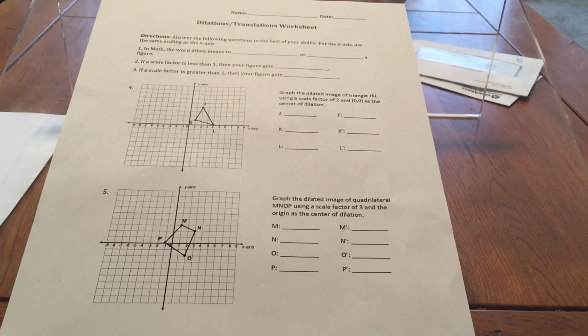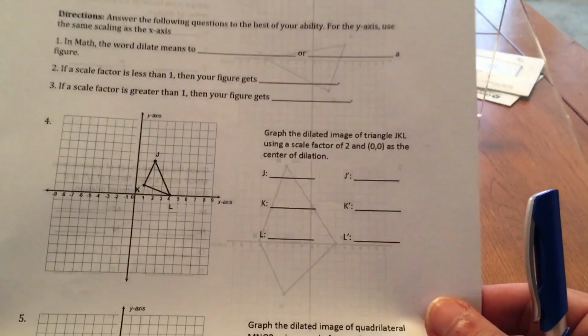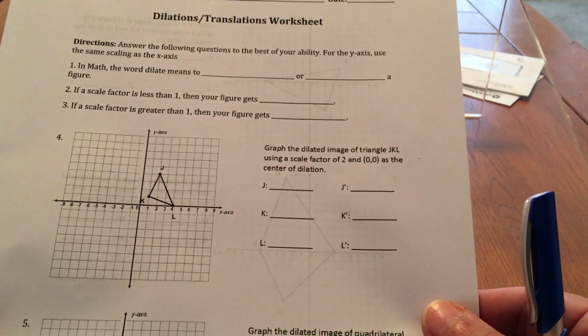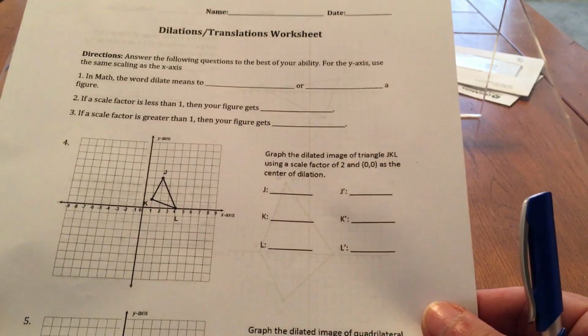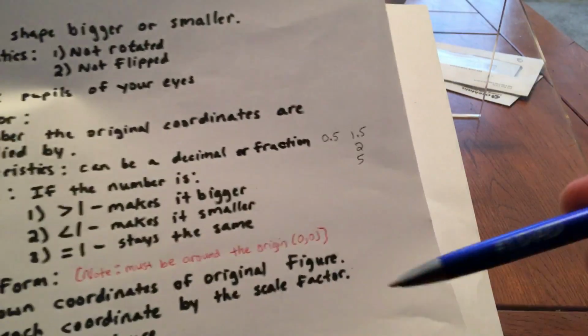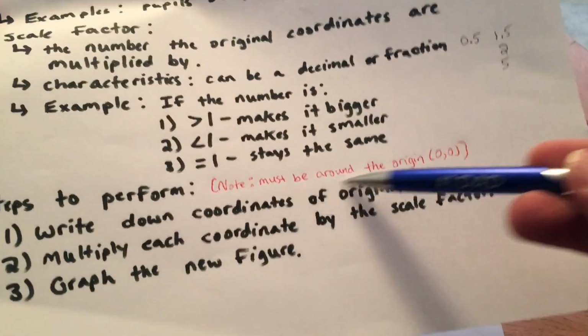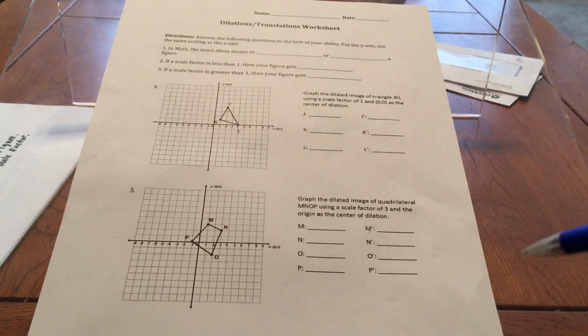All right. Number 4 says to graph the dilated image of the triangle. Let me pull this up a little closer so you can see it. It says to graph the dilated image of the triangle JKL using a scale factor of 2 and 0, 0 as the center of dilation. All right. So as we said in the last video, in this red part here, these steps only work if you're dilating around the origin. And in this problem, we are dilating around 0, 0, which is the origin.